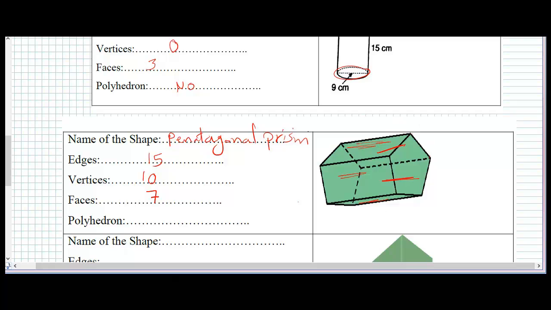Is that shape a polyhedron or not a polyhedron? Of course it's a polyhedron because we don't have any curved shape.